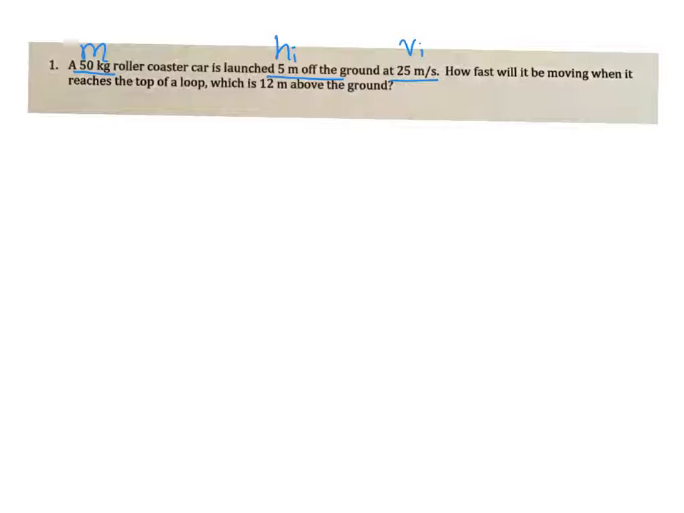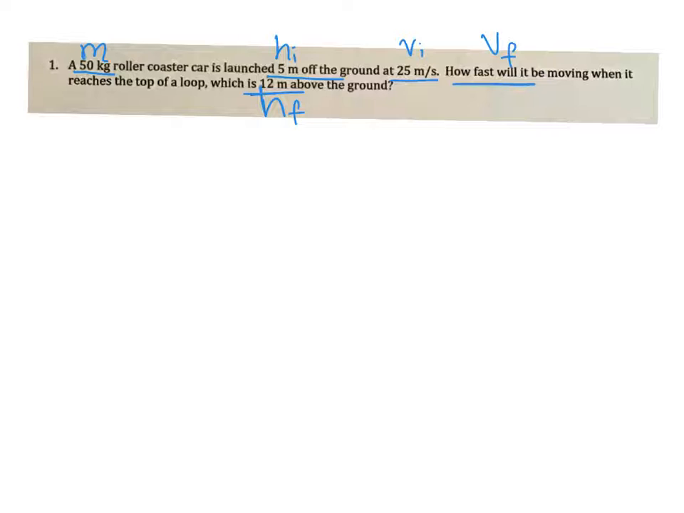Then it asks us how fast will it be going. So if we're talking about how fast, we're talking about velocity. In this case, we want to know how fast it's going after it does something. So it'd be final velocity. And in this case, it's after it reaches the top of a loop, which is 12 meters above the ground. So that would be its final height.